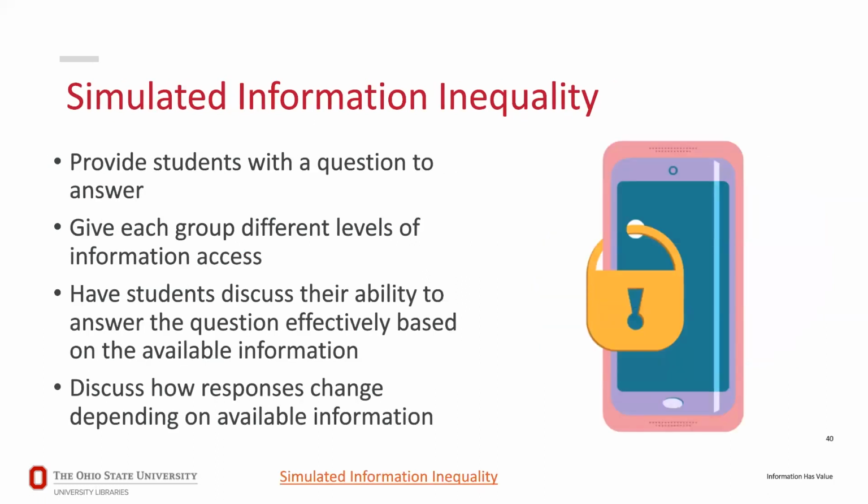Simulated information inequality. This is one I've done a couple times, and it's always really interesting. Basically, the idea is to have all of the students have one question that they have to answer, but they each have different levels of information access that are allowed to them. One group might be only able to use one source. Another group might be able to use 2 or 3 sources. A third group might be able to use a particular database. A fourth group is able to access anything that they want. And then you look at how their answers differ based on the amount of information that they have available to them.